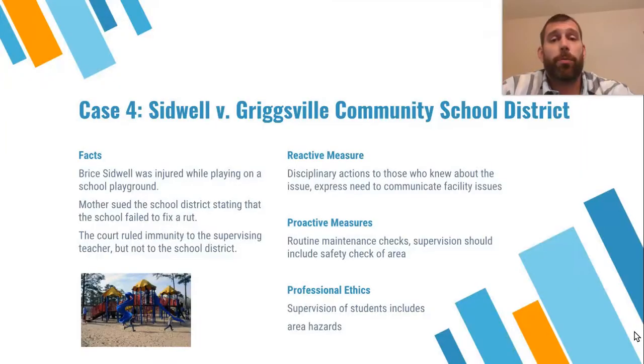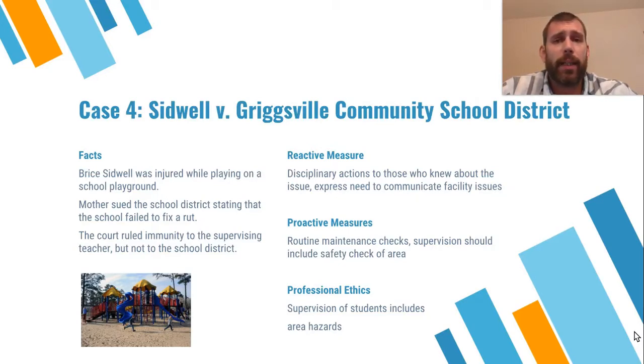Moving on to the fourth case, Sidwell versus Griggsville Community School District. Student Bryce Sidwell was injured on the school playground after falling in a rut. His mother sued the school, claiming that the school district was negligent for, one, allowing the rut to form and deepen in the first place, two, failing to fill the rut, and three, allowing the student to play on the playground where the rut was. The court found that the teacher had immunity under the Illinois school code, but the district did not, and therefore was liable for the rut.